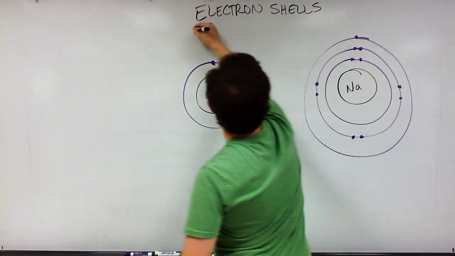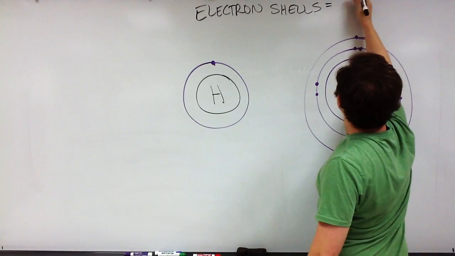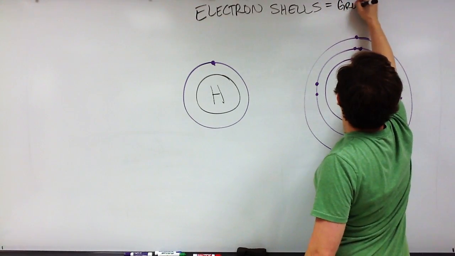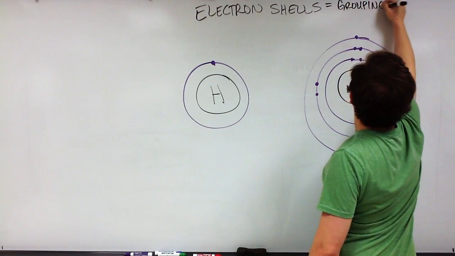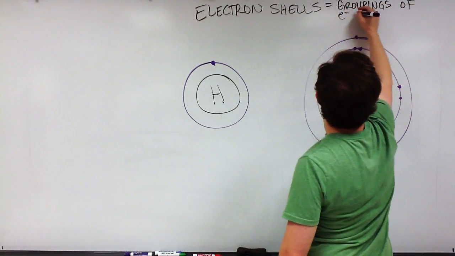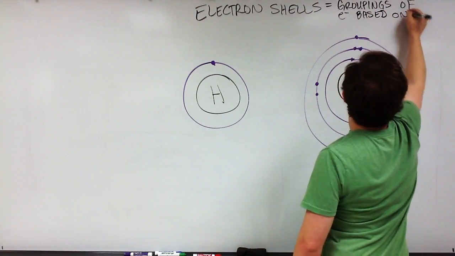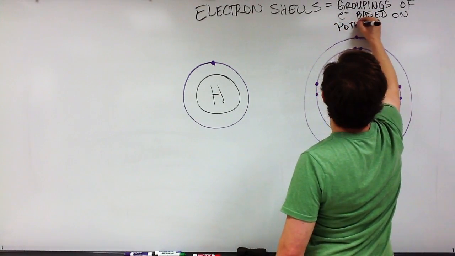So electron shells represent groupings of electrons based on potential energy.